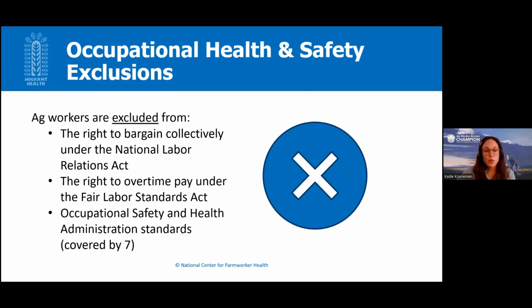So there are a few labor rights that agricultural workers are excluded from. One being the right to organize and bargain collectively under the National Labor Relations Act. They're also not entitled to overtime pay under the Fair Labor Standards Act, with the exception of California, which was able to put this into place for their agricultural workers in 2016. And agricultural workers are only covered by 7 Occupational Safety and Health Administration, or OSHA, standards.